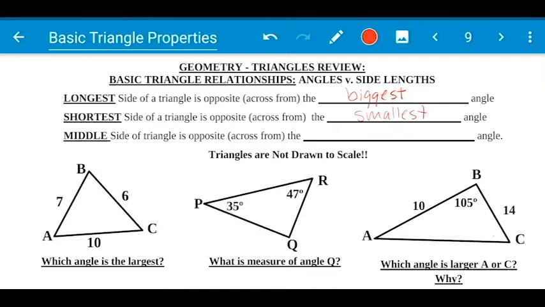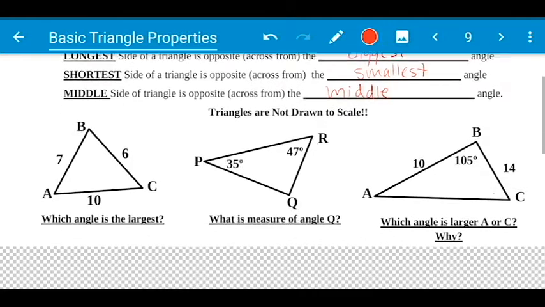Now, the only one that's left is our middle side, the middle length of our triangle. So the length that is in the middle, not the biggest, not the smallest, is going to be across from our middle angle. So let's do an example.